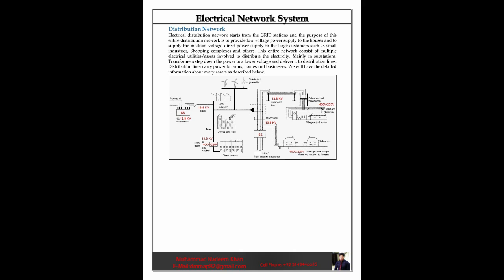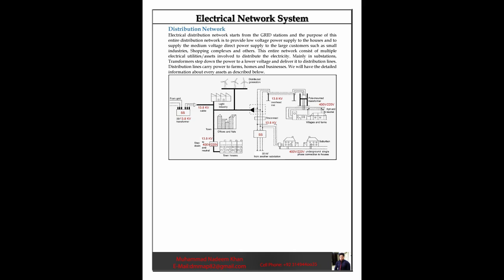Distribution network. The electrical distribution network starts from the grid stations, and the purpose of this entire distribution network is to provide low-voltage power supply to the houses and to supply medium-voltage power directly to large customers such as small industries, shopping complexes, and others. This entire network consists of multiple electrical utilities and assets involved in distributing the electricity, mainly in substations.